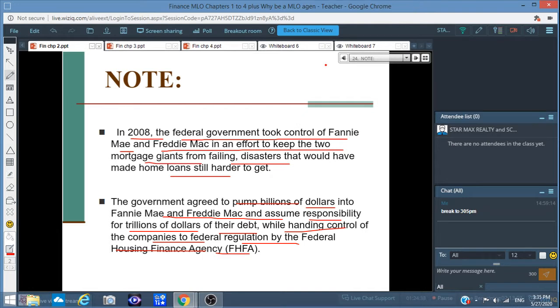这个08年的时候了，联邦政府 okay, 把他所有的债务扶起来了, okay? 如果不是的话，他撑不住了, okay?